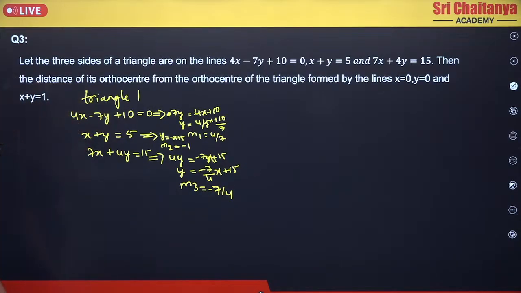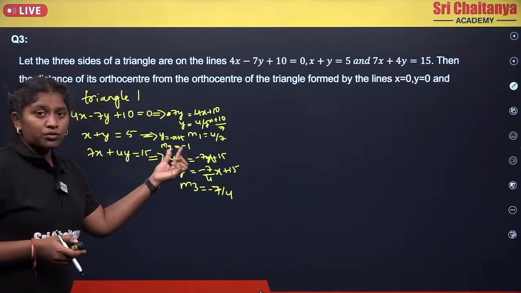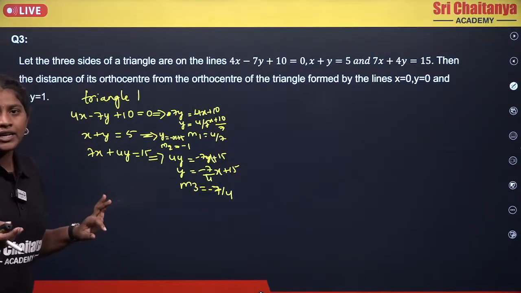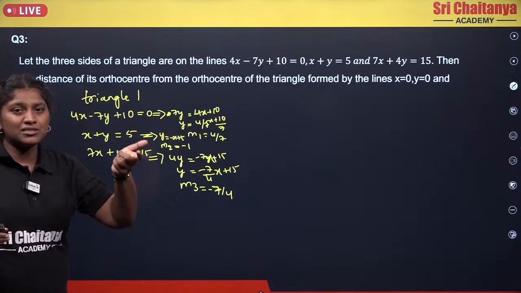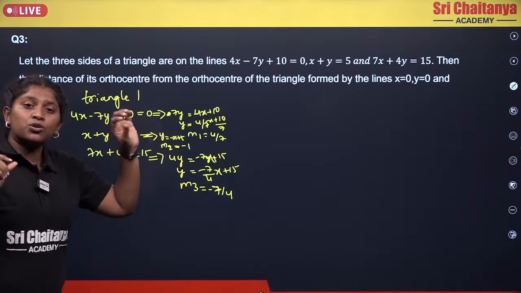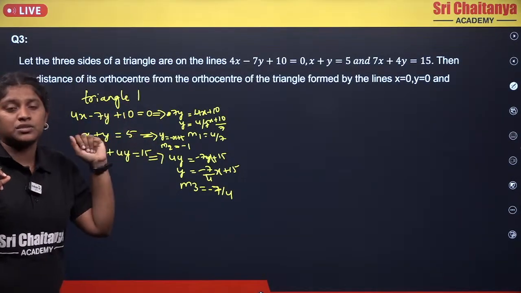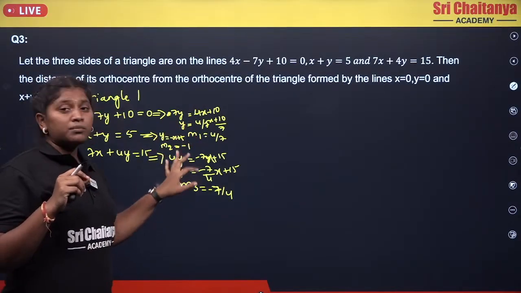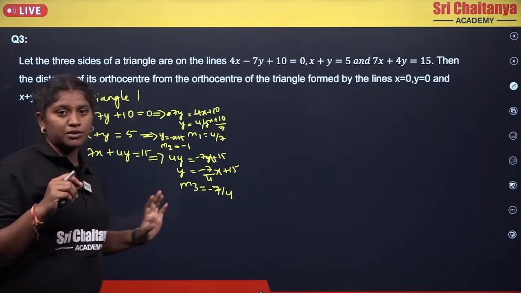Now, if you observe clearly, we have m1 which is 4 by 7 and m2 which is minus 1 and m3 minus 7 by 4. So, how can we get an idea that we need to find the slopes? Here they are saying that we need to find the distance of the orthocenter of the first triangle to the orthocenter of the second triangle. So, in order to find the orthocenter also, we need the perpendiculars, right? We need the altitudes. For that, we need to find the slope. Okay. So, here I got the slopes of the three lines as 4 by 7, minus 1 and minus 7 by 4.